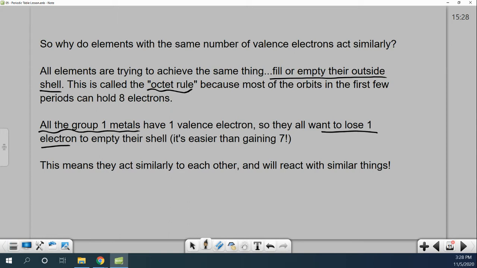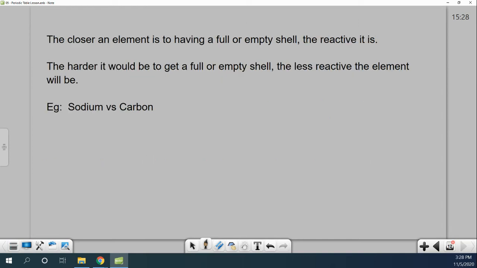Now, this means that they all act similarly to each other. They're all trying to give away a single electron. They will all pair with anything that could take a single electron, which means they're going to pair with the same kinds of chemicals. So they react with similar things. And now, how reactive something is depends on how close an element is to having a full or empty shell. The closer it is, the more reactive it is.